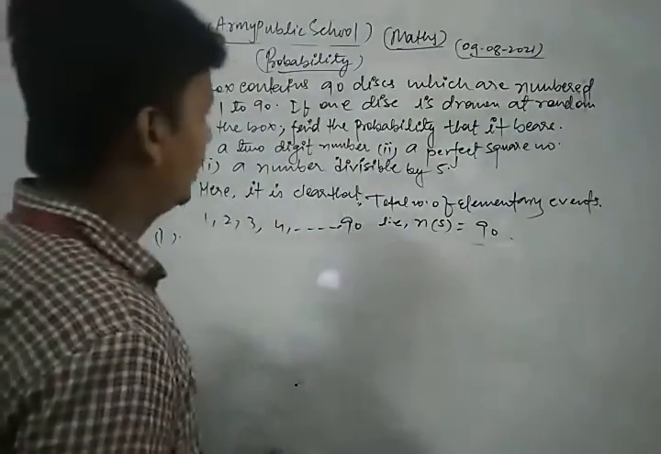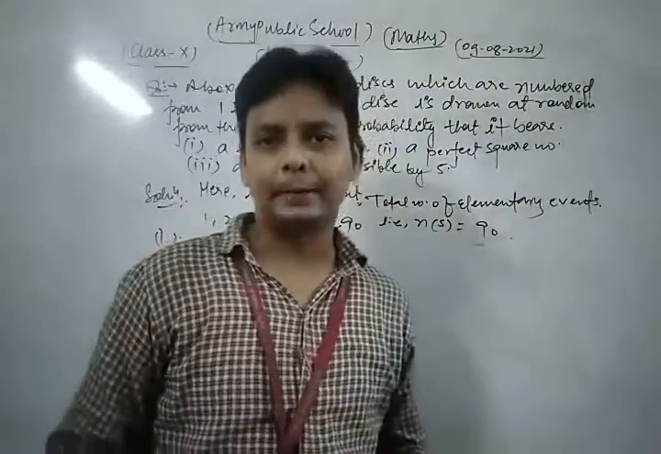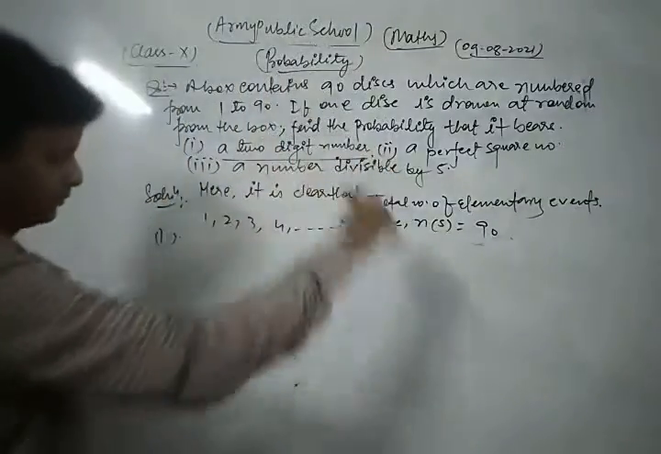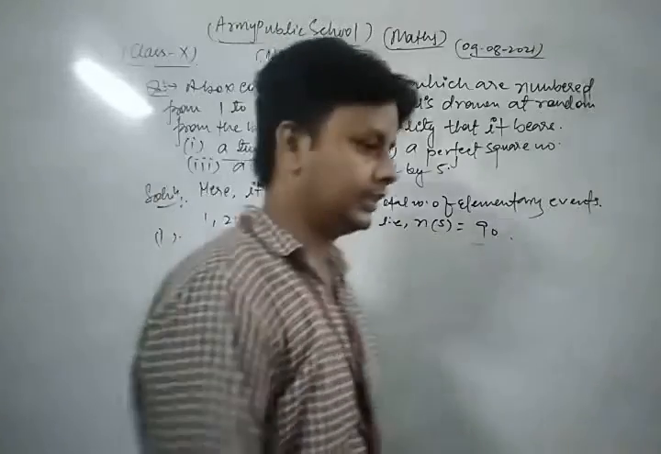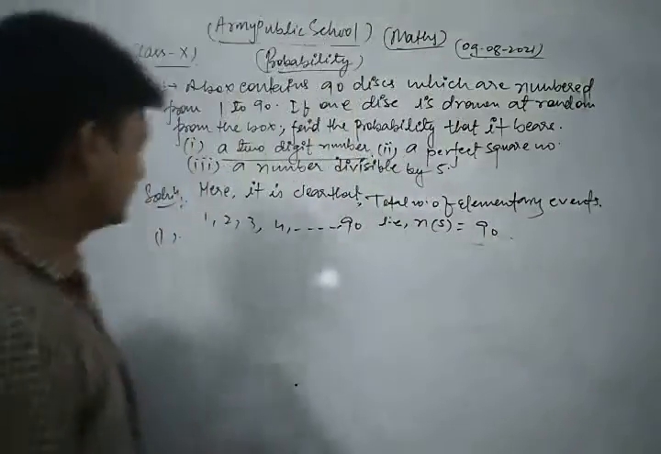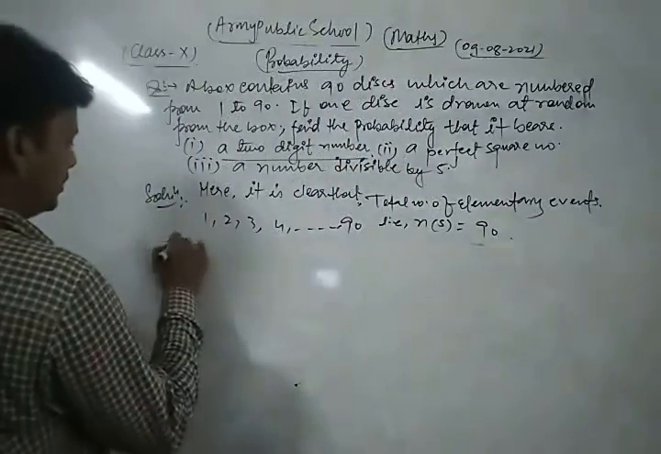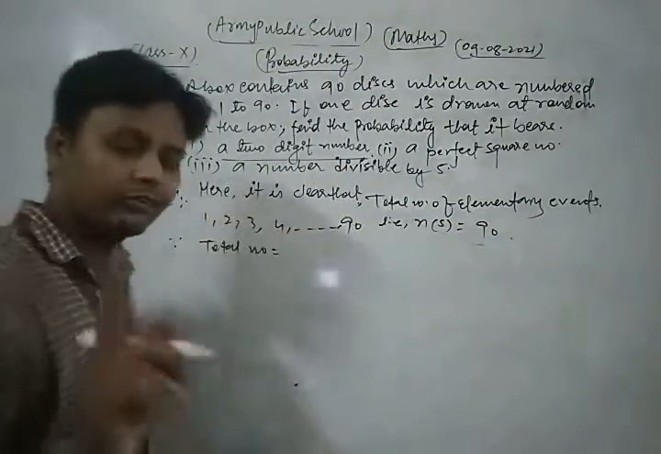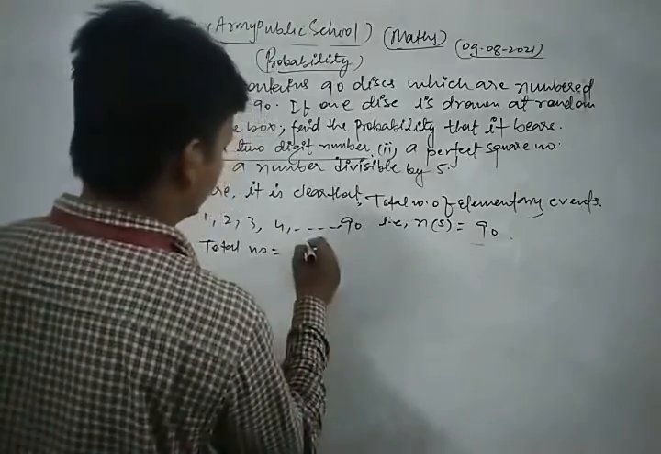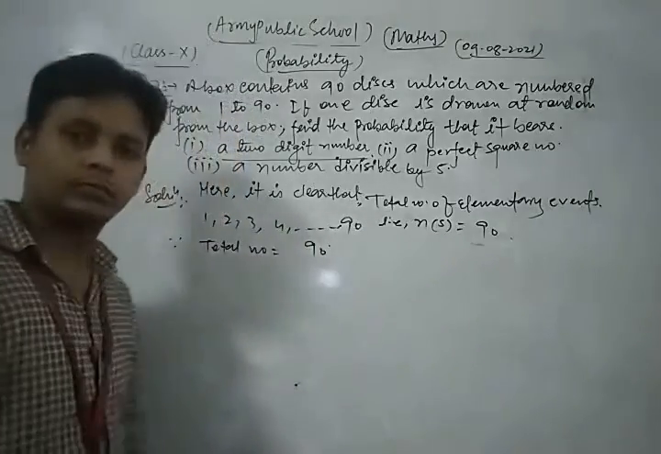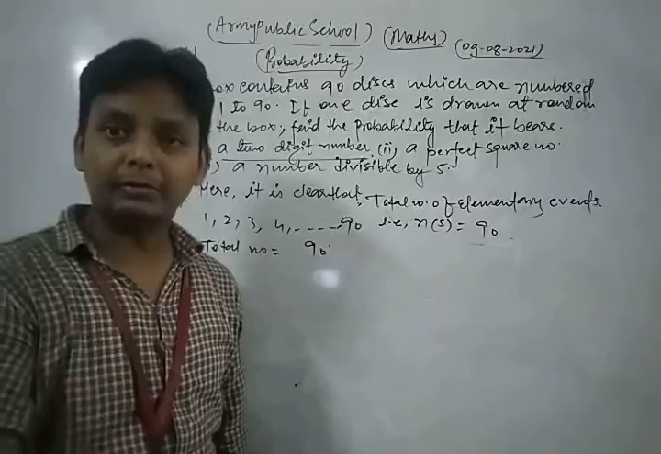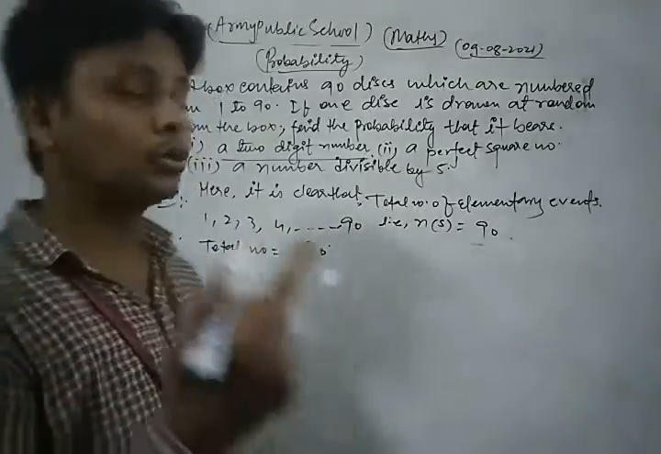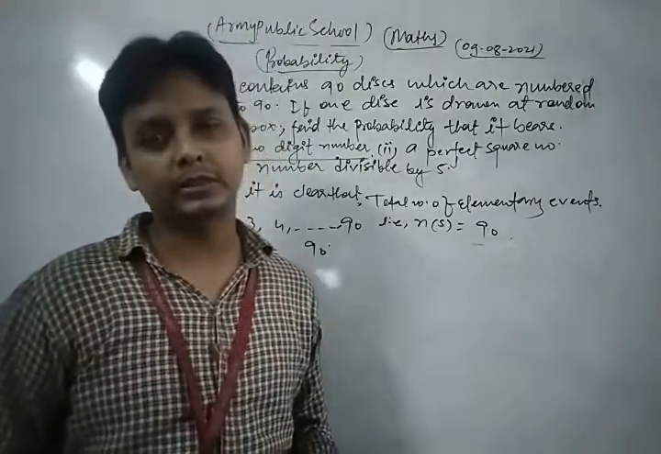Now we find the probability that a 2-digit number is selected. You know that the total number of outcomes, including 1-digit as well as 2-digit numbers, is 90. We find the probability of that number being selected as a 2-digit number. So how many 2-digit numbers are there?